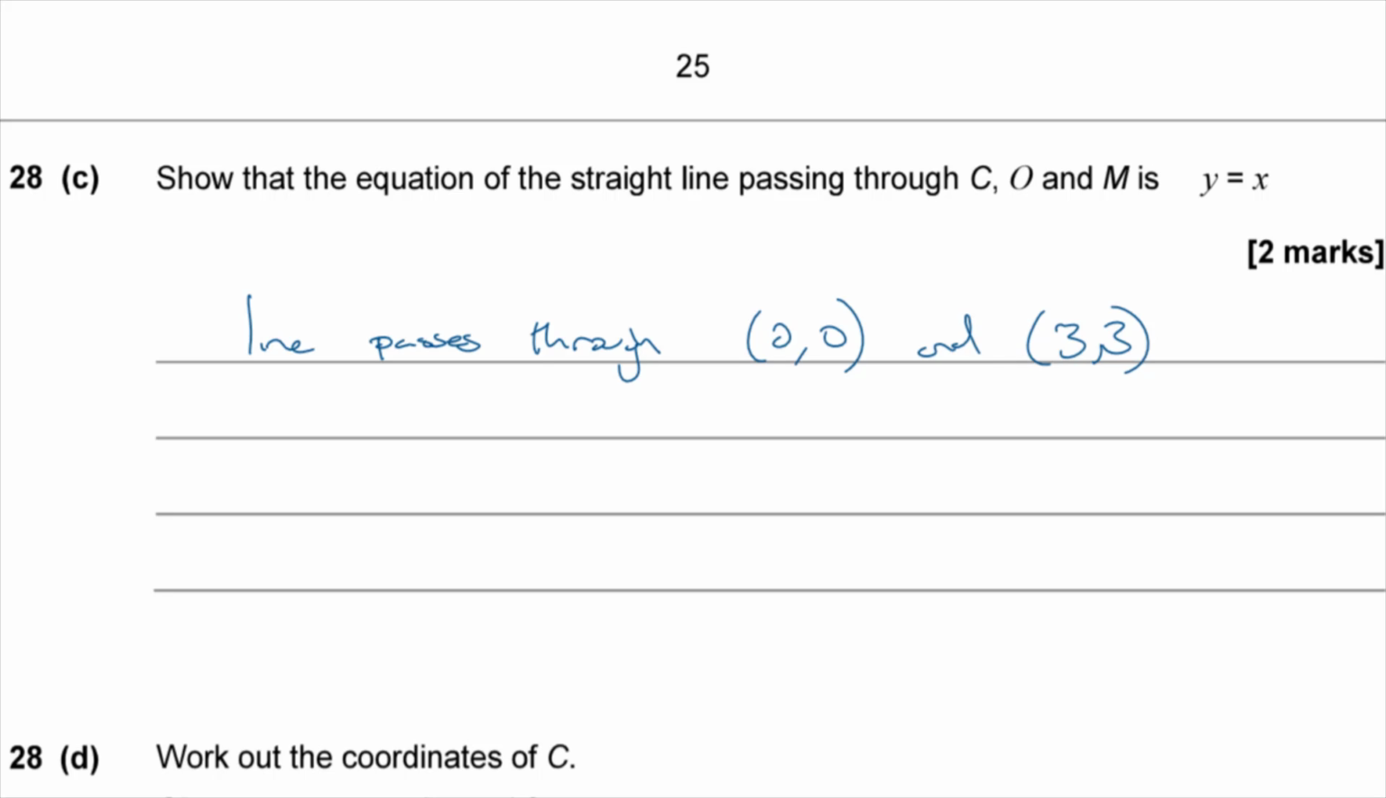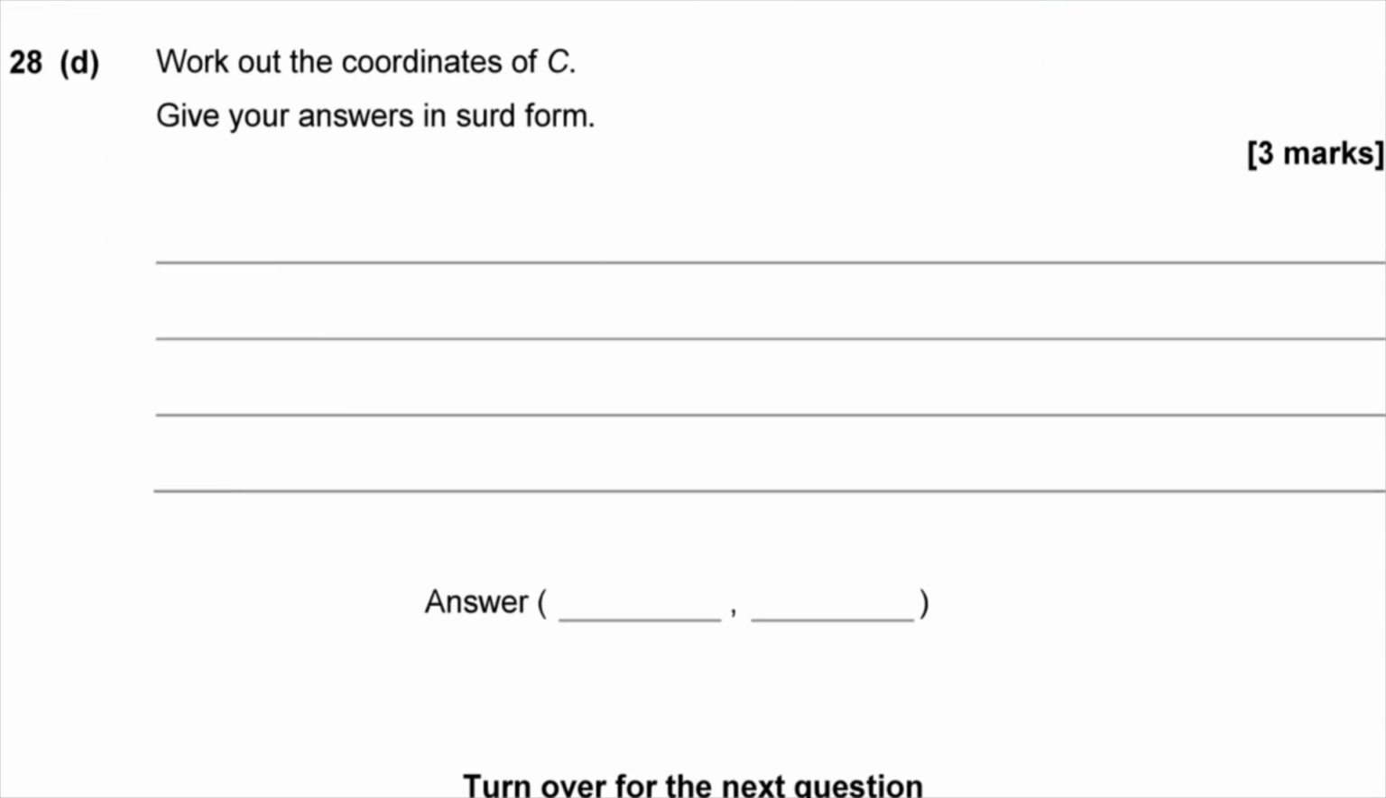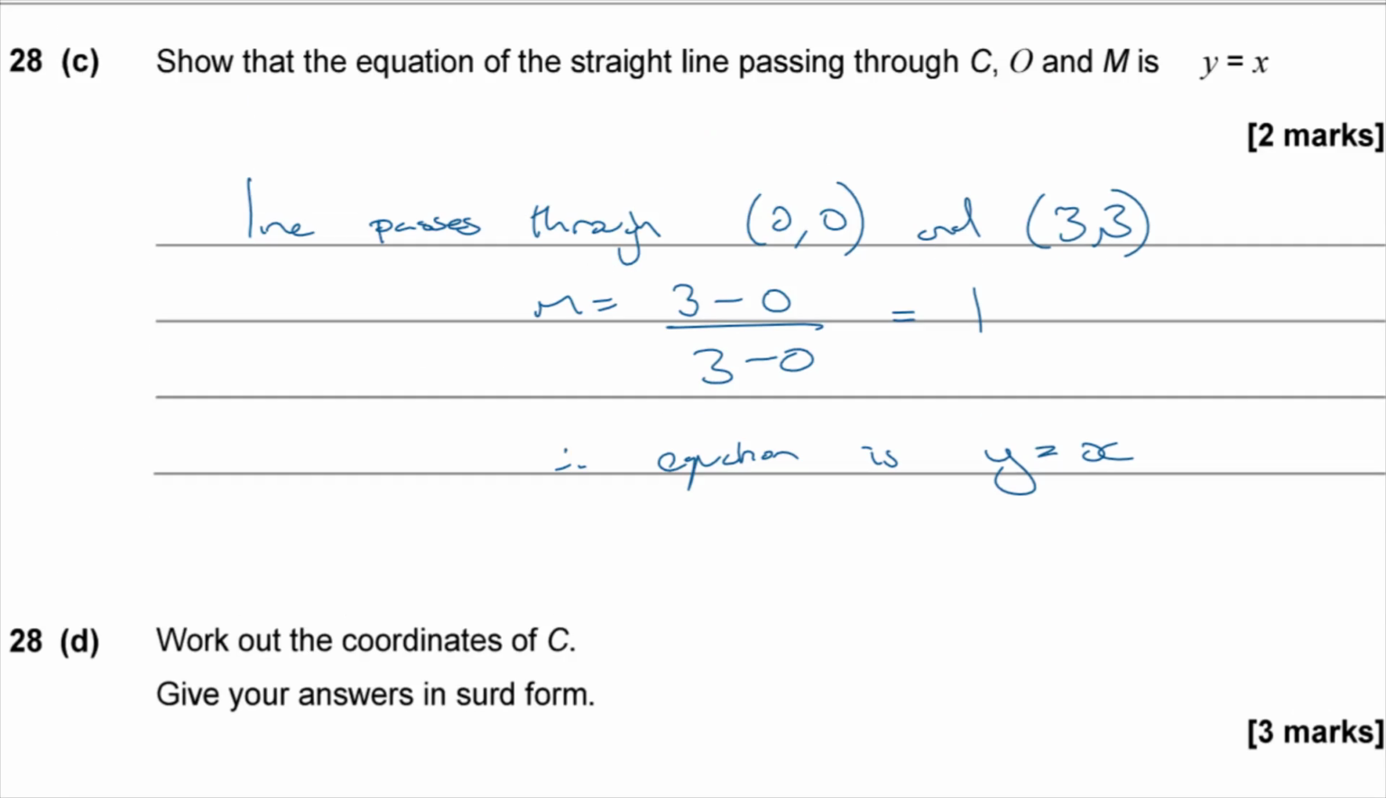So then the gradient m is going to be 3 subtract 0 over 3 subtract 0, which is 1. So the equation is y is equal to x. I think that's enough. Then finally work out the coordinates of C given your answer in surd form.